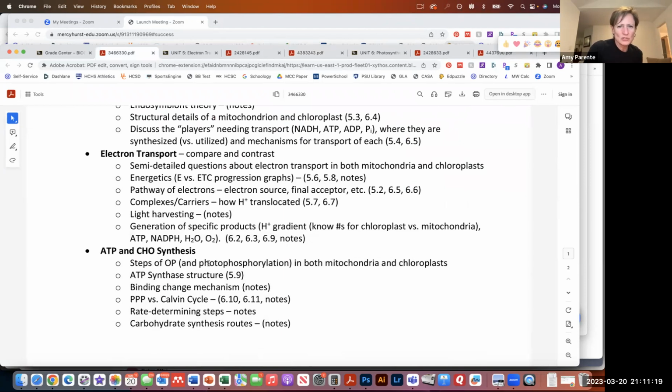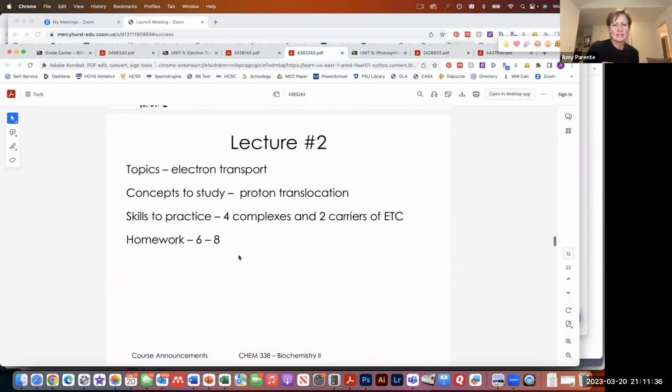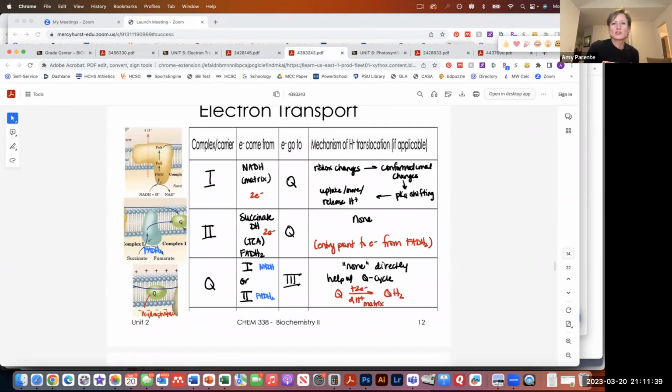Electron transport. Again, semi-detailed questions about electron transport in both mitochondria and chloroplasts. Be able to think about the order of things. Who are the electron carriers? In both of these learning units, we did some walkthrough slides. So being able to think about things like this in terms of where electrons come from, who they go to, whether or not it's a complex that translocates protons, things like that.